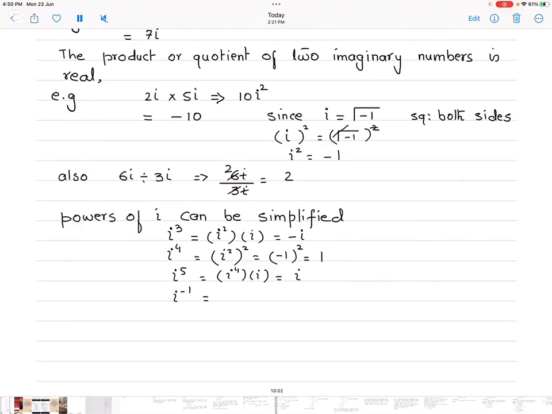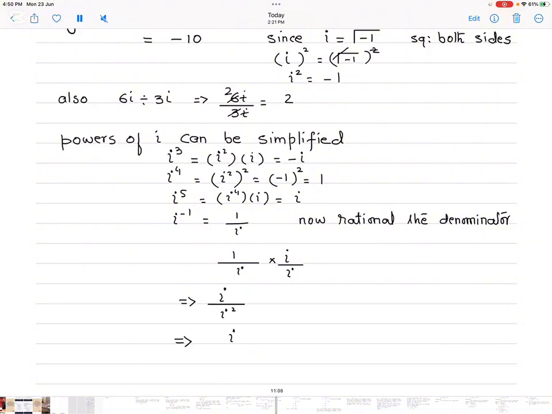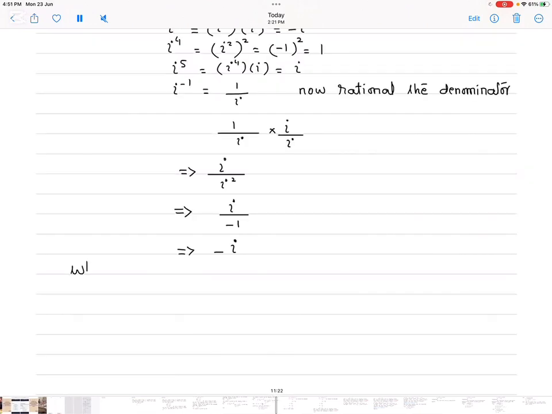Now i to the power minus 1. To convert the negative index into positive, I have to reciprocate it. So I am going to write 1 over i to the power 1, or just i. Now rationalize the denominator. How to rationalize it? Multiply and divide by i. So you get i over i squared. Again i squared is minus 1, so your final answer is minus i.